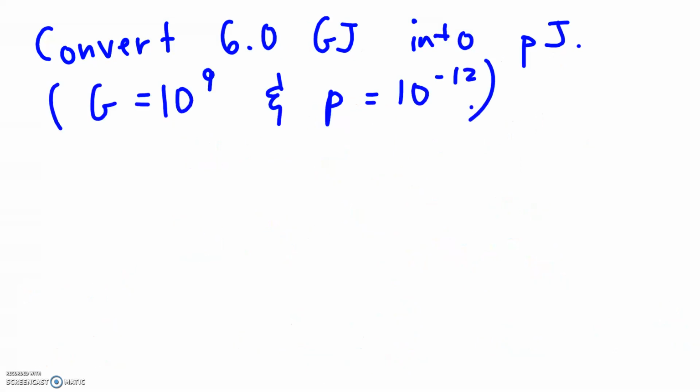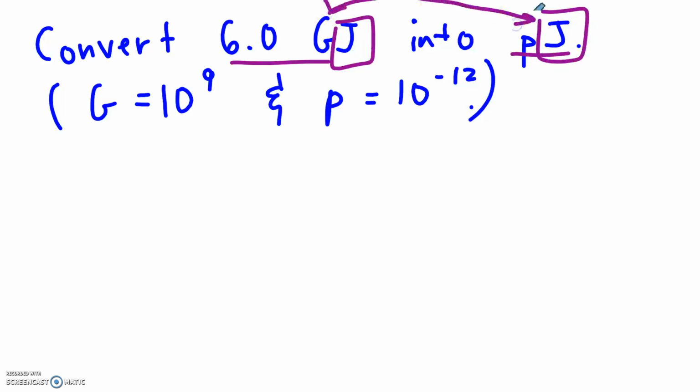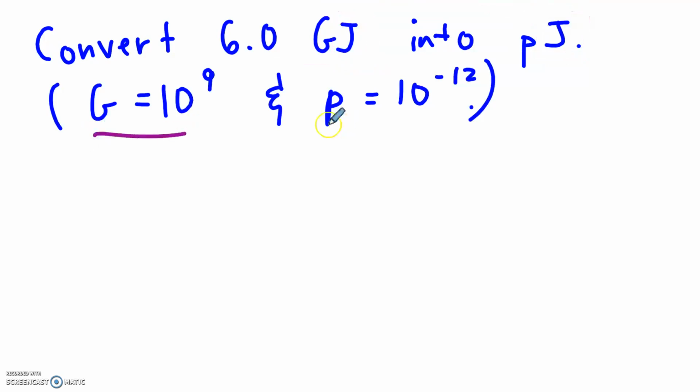Let's see another example. Convert 6.0 gigajoules into picojoules. Again, the joules are going to stay the same. I'm only changing the prefix from giga to pico. And the problem tells me what giga equals and what pico equals.